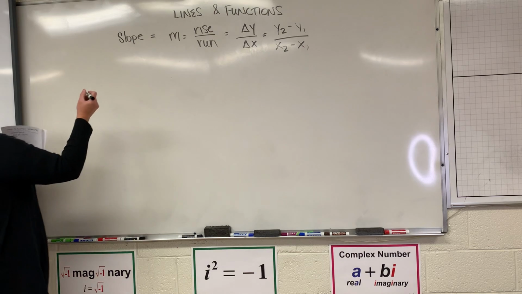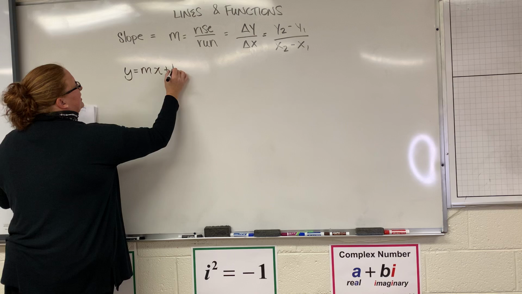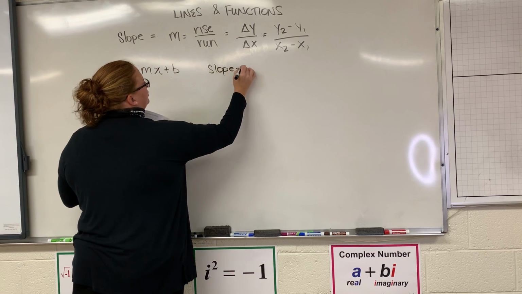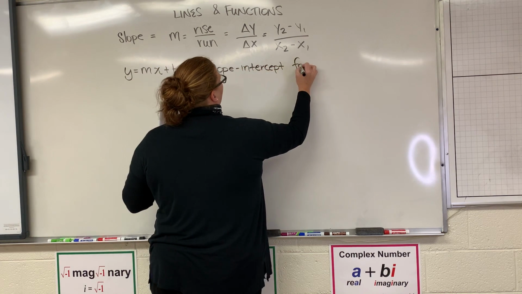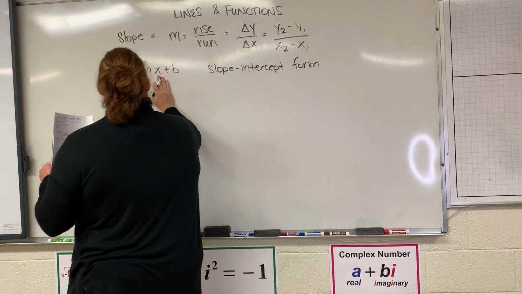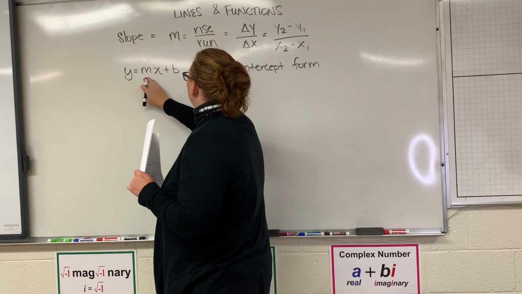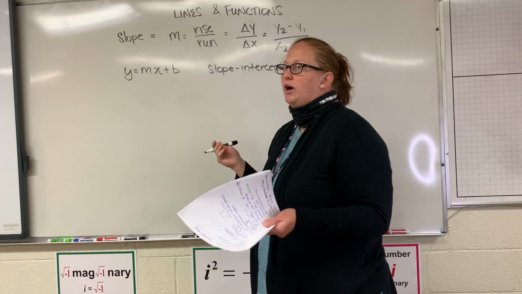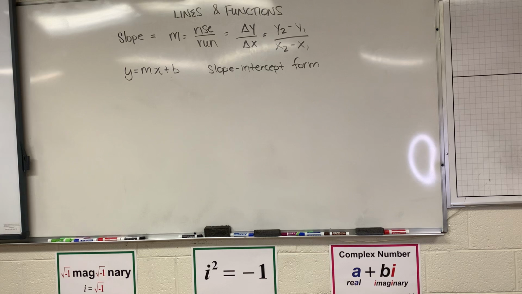Okay, so next though is y equals mx plus b. What is that called? Slope-intercept form. Okay, so m, that's slope. So b, y-intercept. xy is just the ordered pairs, the solution points for that line.